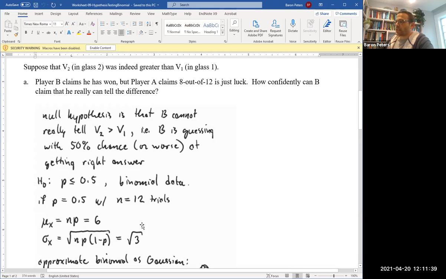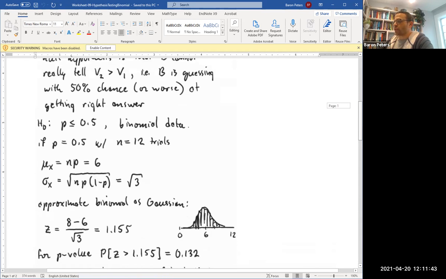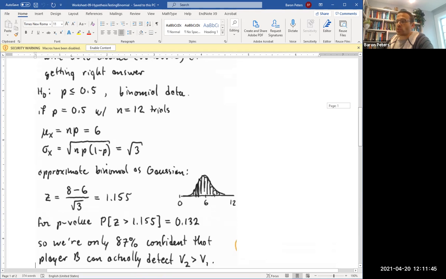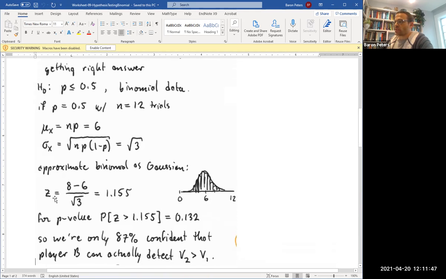And now we compare that to the data by using Gaussian statistics. Sometimes we'll use T statistics. So Z is going to be equal to the data that I got minus the mean that I would have expected if the null was true, divided by the standard deviation that I would get if the null was true. And that's 1.155.